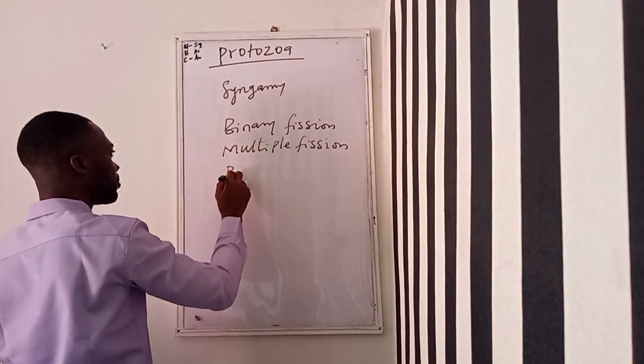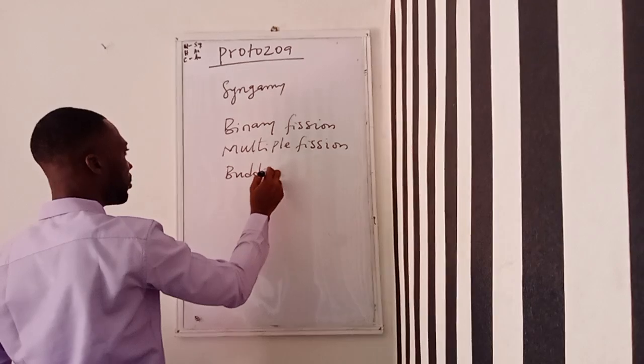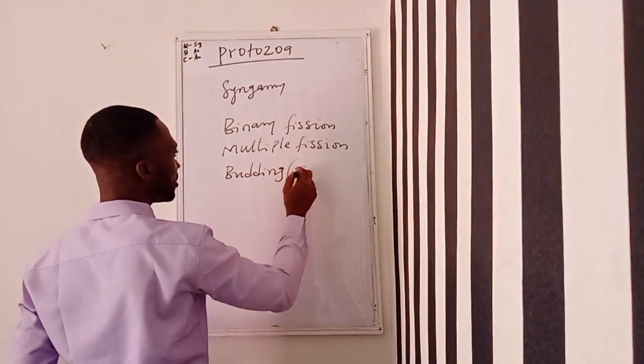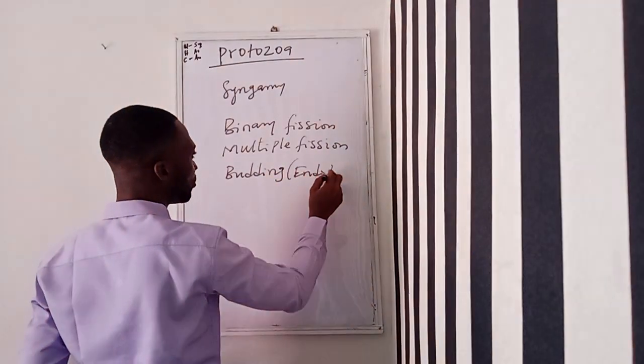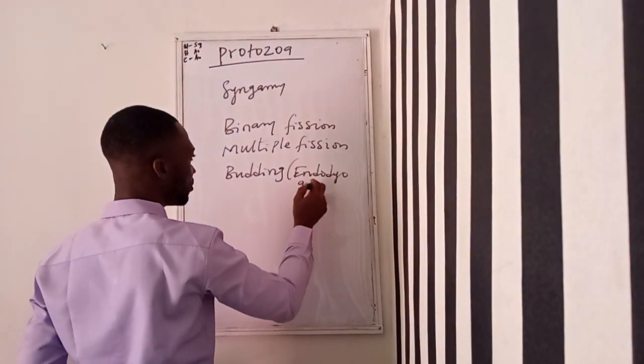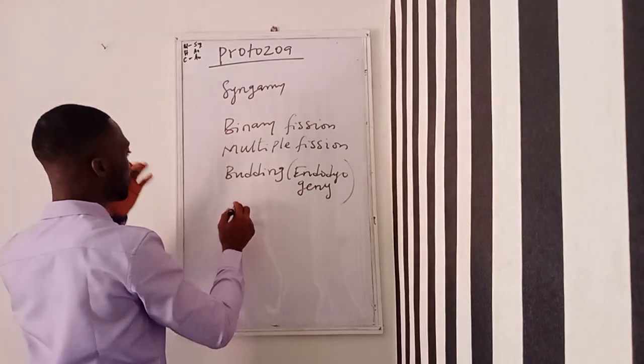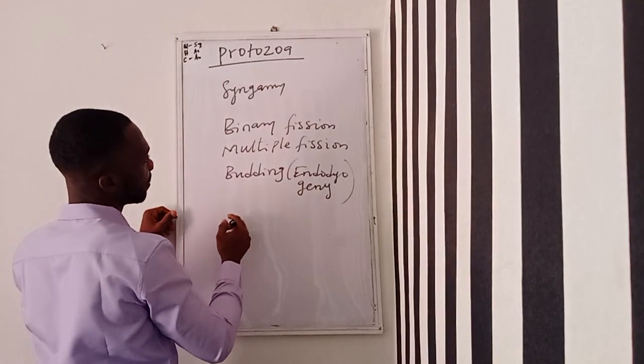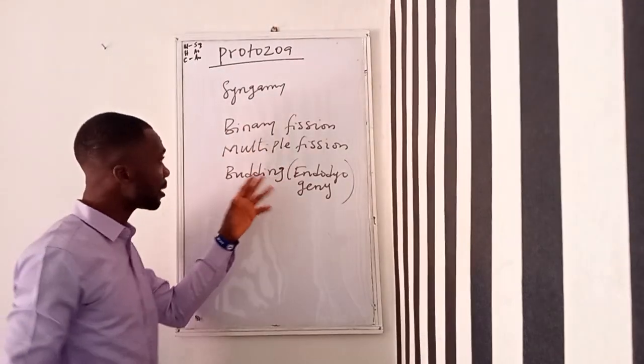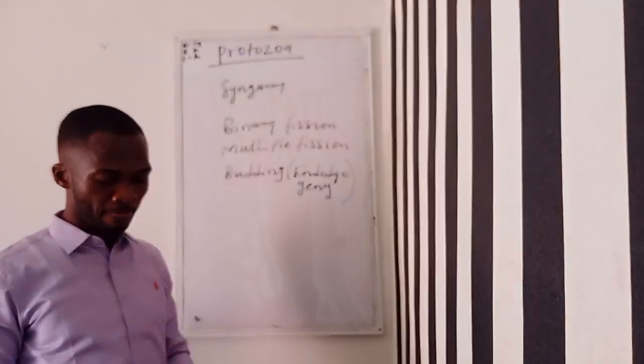Then some can also reproduce through budding. The kind of budding is internal budding, which is called endodiogeny. That's it: binary fission, multiple fission, and budding.